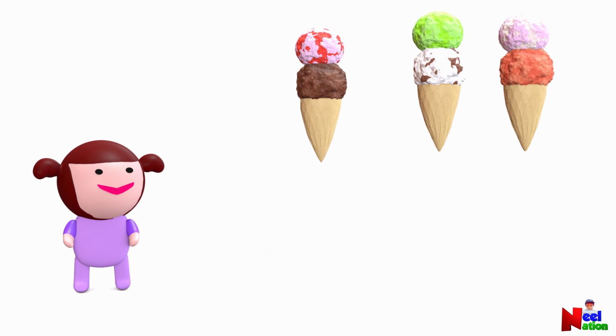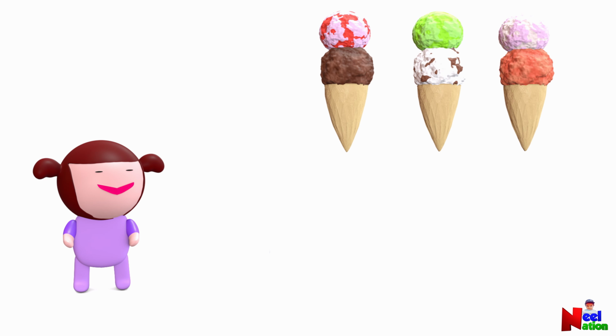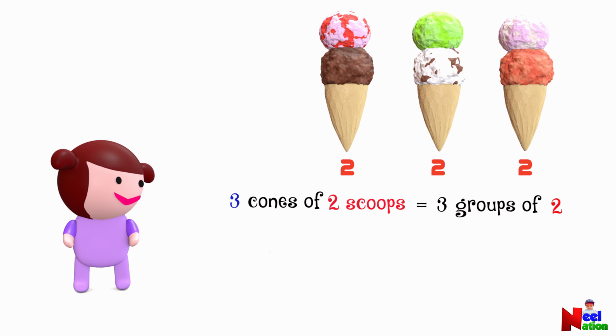Here we have 3 ice cream cones and each cone has 2 scoops. That means there are 3 groups of 2. Or we can say 3 times 2. 3 times 2 means we add 2 3 times.